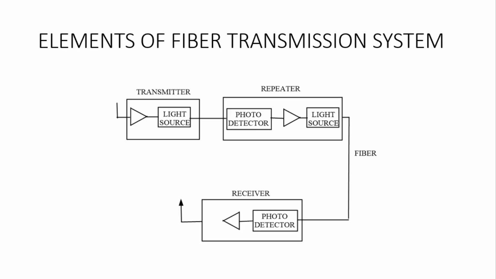Elements of optical fiber transmission system. The main elements are the transmitter, which consists of a light source present on the input side. After that, the signal is given to the repeater, which consists of a photodetector and again a light source. The signal from the repeaters is transmitted over the fiber cable. On the receiver side, there is a photodetector, which is used to detect the optical signal coming from the fiber and transmit the original information to the end user.